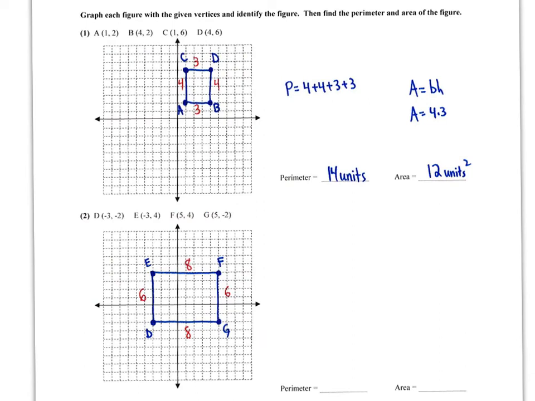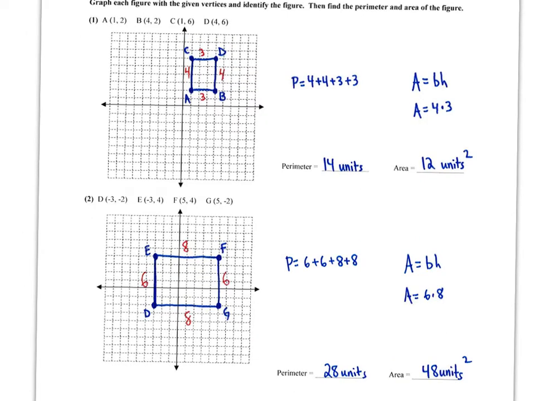Okay, so both of these are rectangles. Number 1, the perimeter is 14 units. The area is 12 square units. The perimeter of the second one is 6 plus 6 plus 8 plus 8, which is a total of 28 units, and the area is base times height, which is what? Go ahead and fill that out. Okay, so the perimeter is 28 units and the area is 48 square units for number 2.